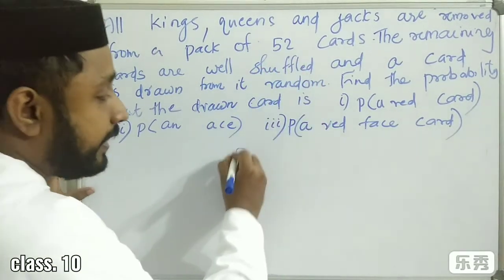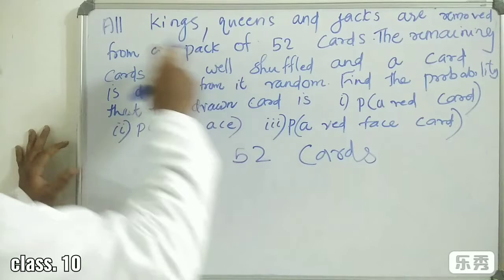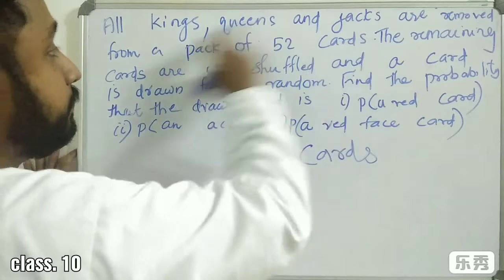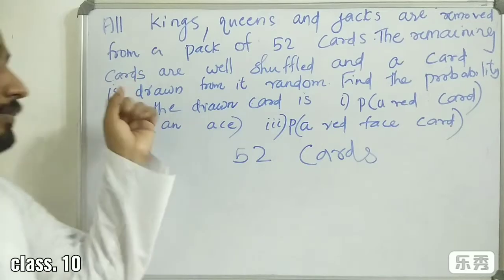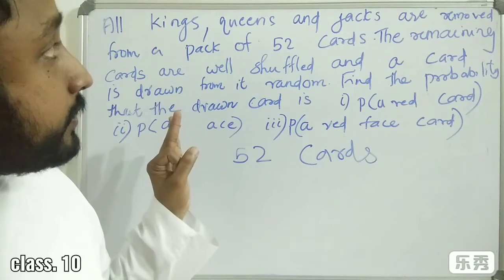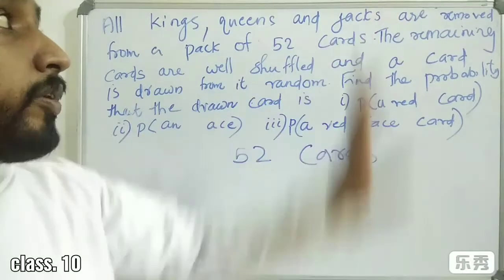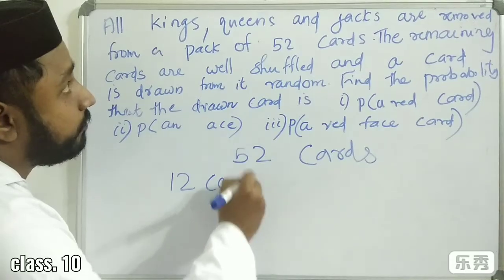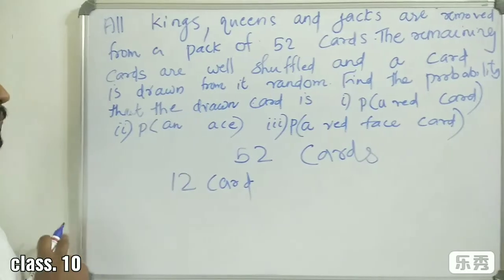So 52 playing cards are there. The first condition is all kings, queens and jacks are removed from a pack of 52 cards. So kings means heart, there is 1 king, spade 1 king, then club 1 king and diamond 1 king. So 4 kings are there. 4 queens are there and 4 jacks are there. So total 12 cards including 4 kings, 4 queens and 4 jacks. These 12 cards are removed from the cards.